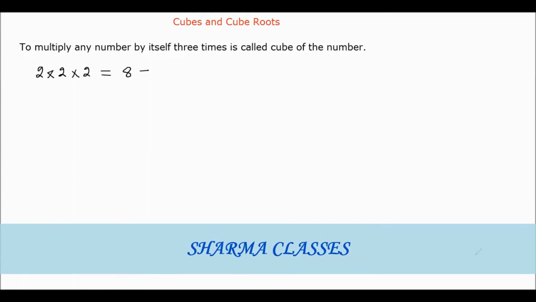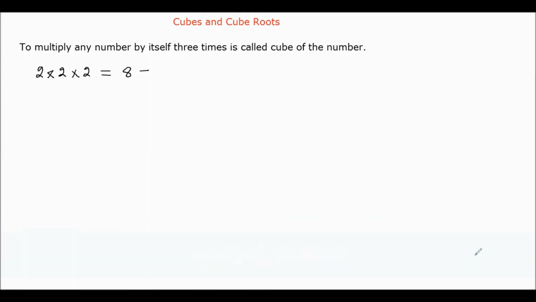So this can be read as 2 to the power 3. If 3 is written in its power, then we read it as cube of 2. Similarly, if I multiply 3 three times, then I will have 27, which can be read as 3 cube. So similarly, we can find any number's cube by just multiplying it with itself 3 times.